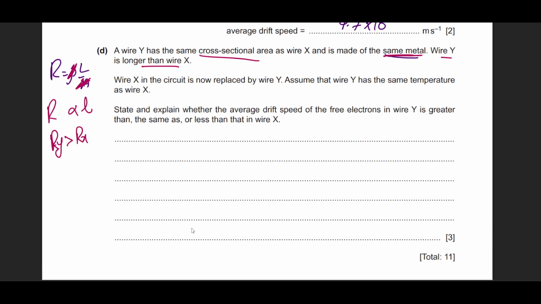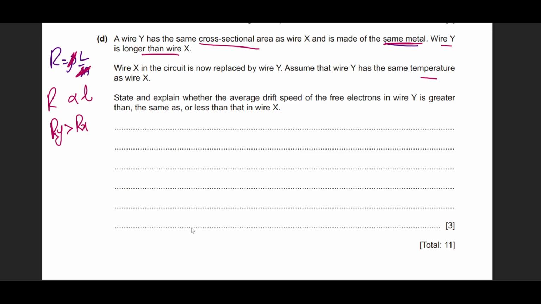Simple as that. He says X is replaced with wire Y. Okay, assume that Y has the same temperature as X. State and explain whether the average speed of the free electrons in wire Y is greater than, the same as, or less than wire X. You see, since the resistance of Y is greater than resistance of X, we observe that the resistance increases. If the resistance is increasing, then according to V equals IR, if I take voltage divided by resistance equals current, since the resistance is higher now, the current will decrease. And if the current is decreasing, then most definitely drift velocity will also decrease.